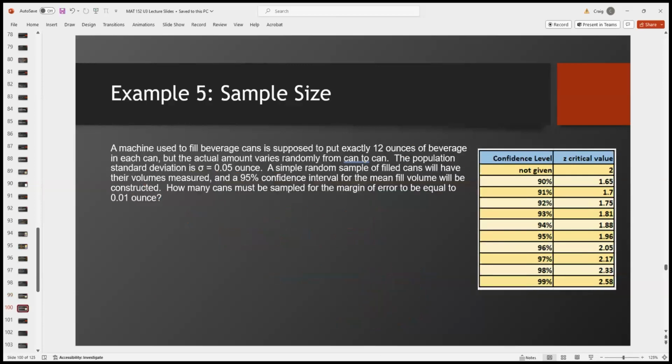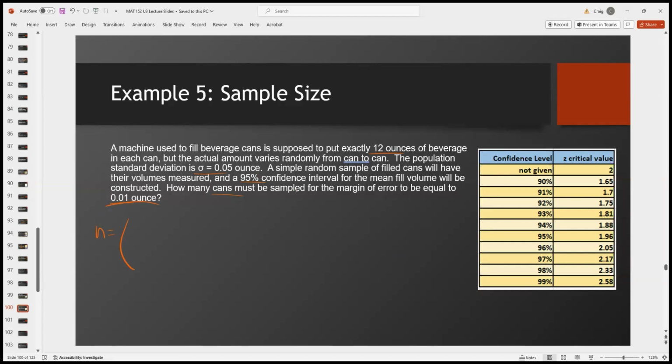A machine is used to fill beverage cans to put exactly 12 ounces in the can, and the population standard deviation is given here. Again, we're going to want to find the sample size here. We're going to collect a random sample and have their volumes measured. We want a 95% confidence interval for the mean. How many cans do we have to sample so that the margin of error will be within 0.01 of an ounce? So we're testing to see if the machine is putting out 12 ounces of beverage in each can. We're going to sample a whole bunch of cans so that our margin of error is within 0.01 of an ounce.